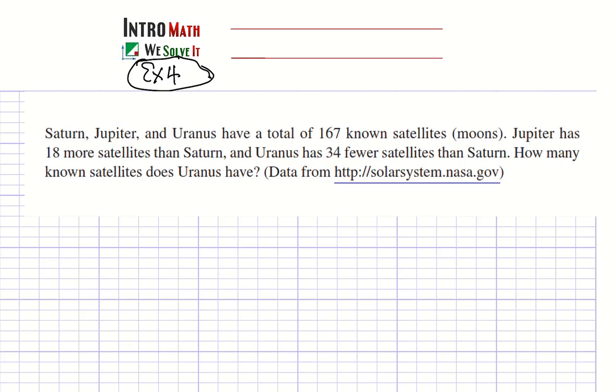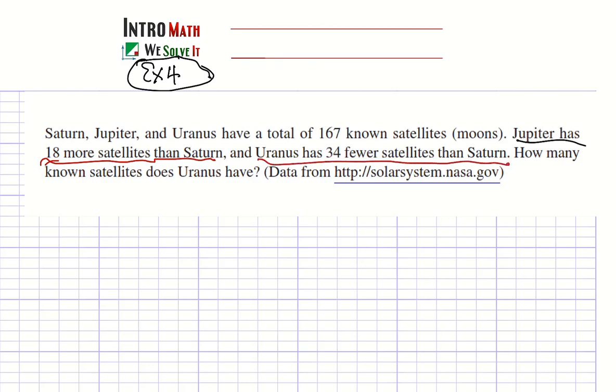Okay, they have a total of 67 satellites, right? It further says that Jupiter has 18 more satellites than Saturn. See, that's the key there: 18 more than Saturn, right? And Uranus has 34 fewer satellites than Saturn.